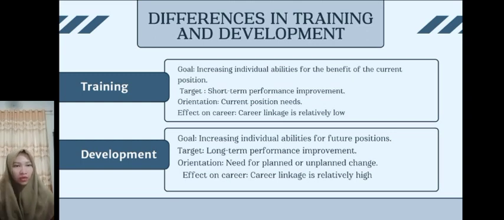And development goals is increasing individual abilities for future position. Target is long-term performance improvement. Orientation is need for plain or unplain change. Effect on career is career linkage is relatively high.